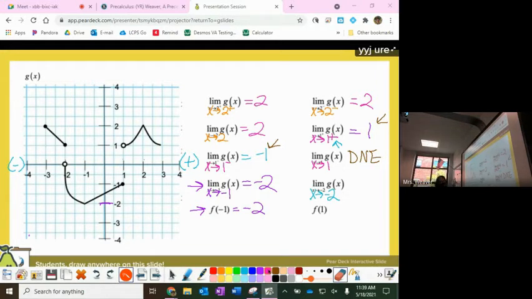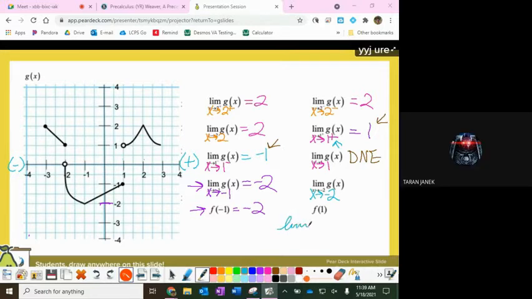The only way that it has an overall limit is if it's approaching the same value from the right and left. So at -2, is it approaching the same value from the right and left? If you're not sure, break it down. Go ahead and find the limit.